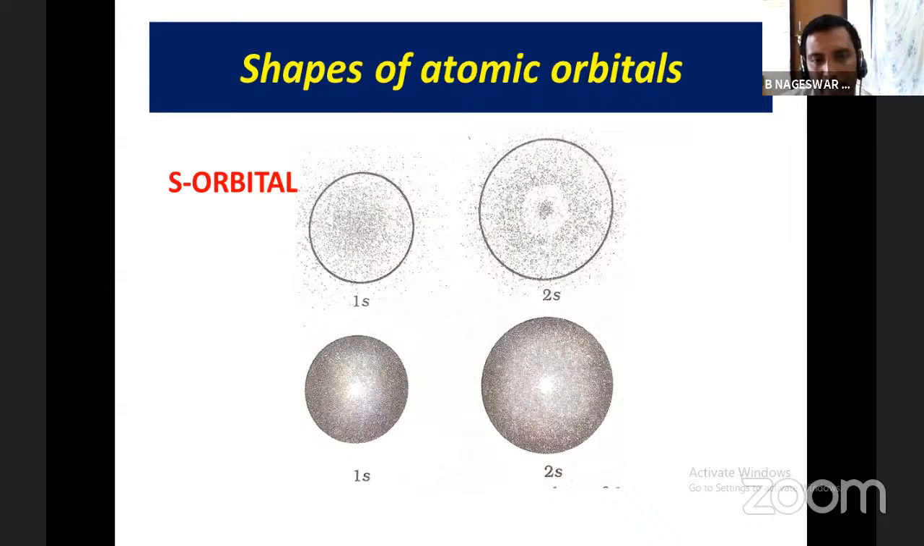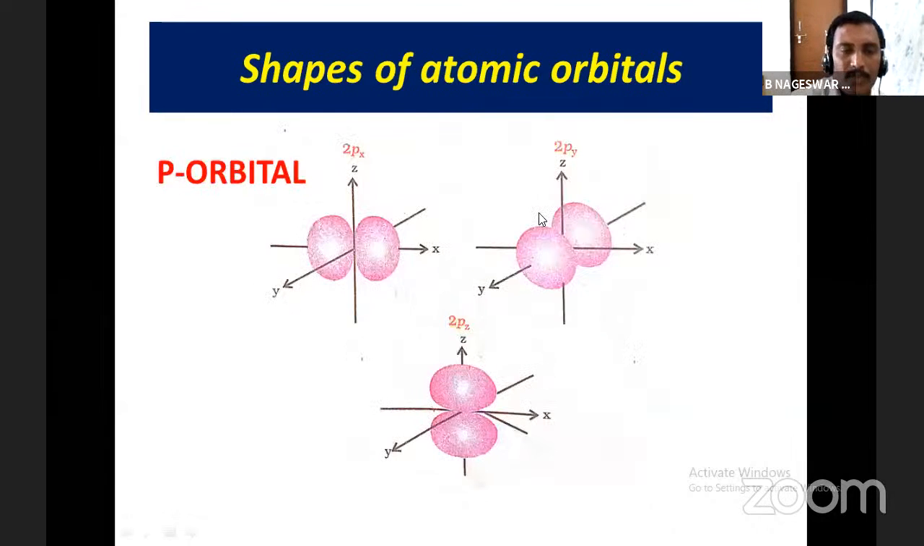Suppose that we are taking the s orbital shape. What is the shape of the s orbital? It is a 1s orbital, or 2s orbital. Whatever it may be, if you are taking any s orbital, the shape of the s orbital is spherical like this. In the middle of this, the nucleus is present.